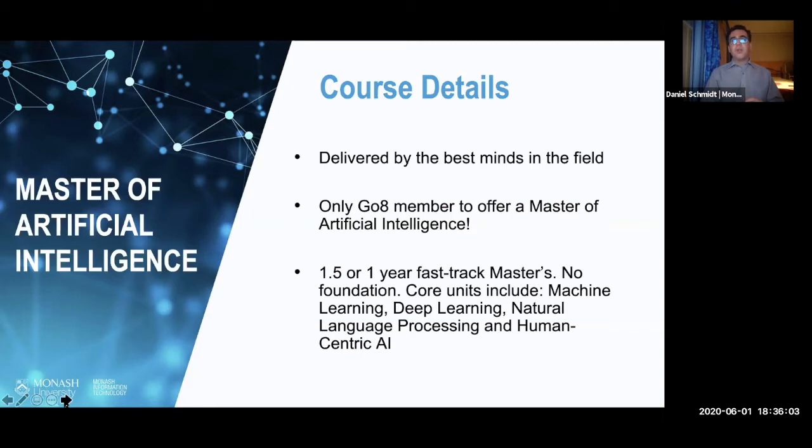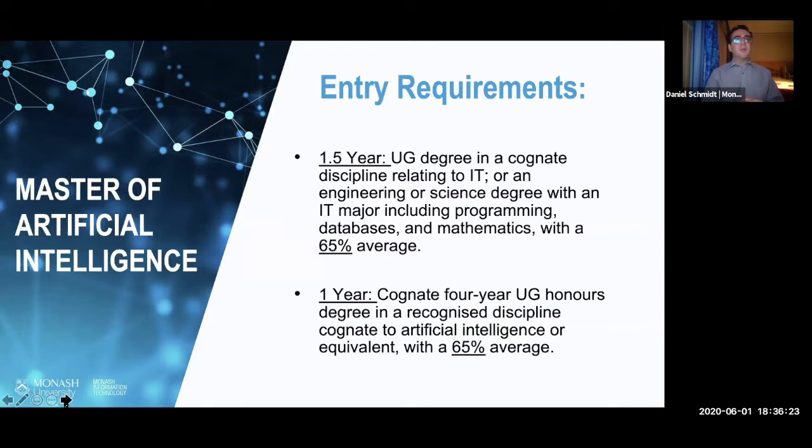So the core units within the MAI: machine learning, deep learning, natural language processing, and human-centric AI. So basic core AI techniques that are being repeatedly applied to a whole number of domains in the world at the moment. So in terms of entry requirements, for the 1.5-year degree version, you would have an undergraduate degree in a cognate discipline relating to IT, or an engineering or science degree with an IT major that includes sufficient programming, databases, and mathematics. And you will have achieved a 65% average.